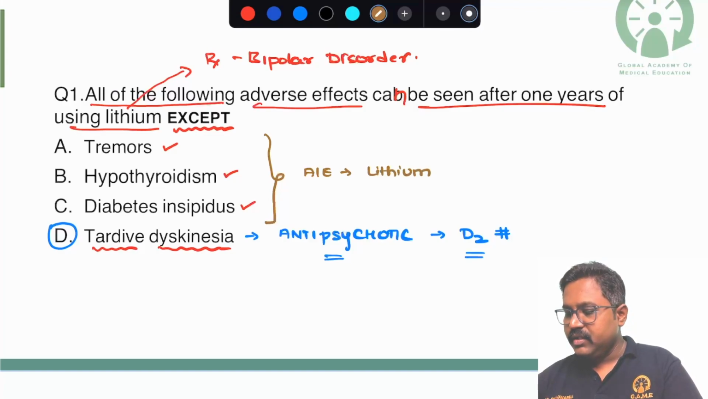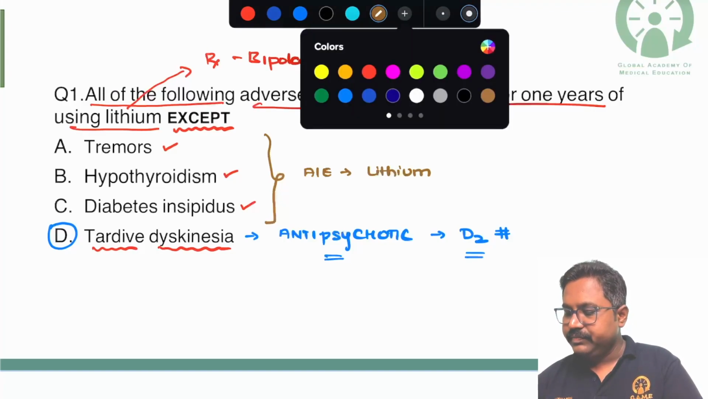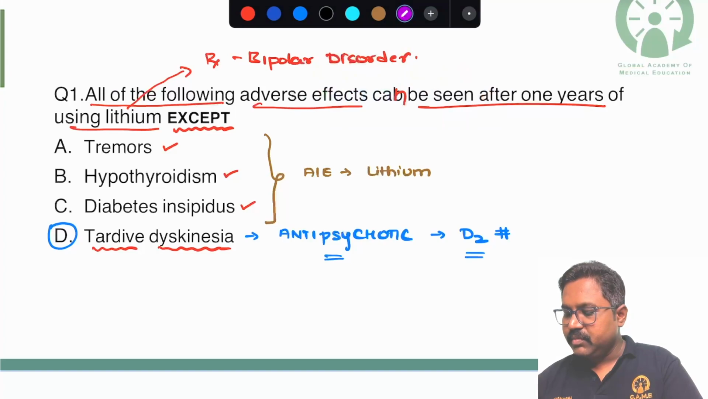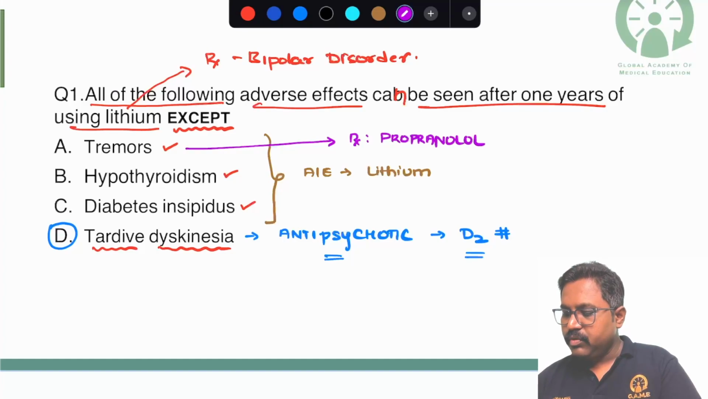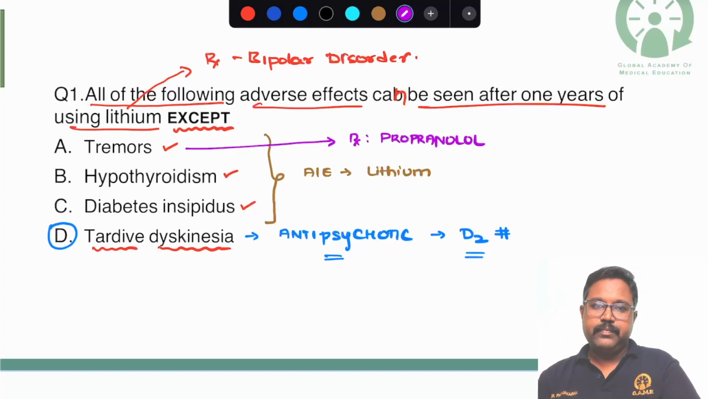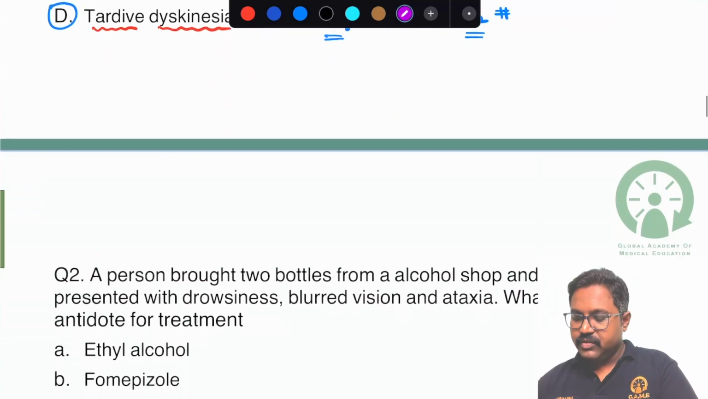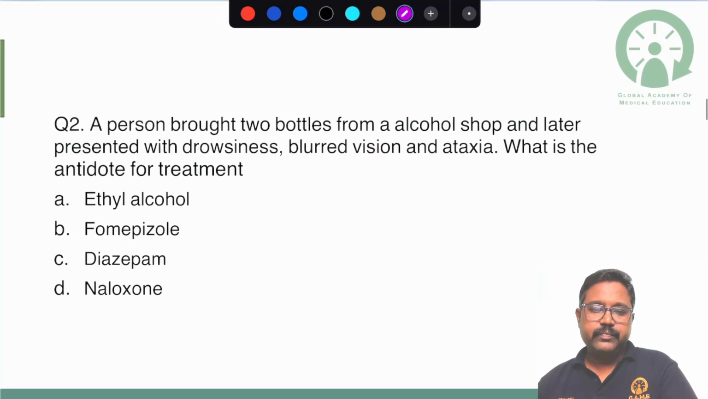So how to treat the tremors? Do you know any answer? How to treat tremors? So tremors can be treated by using beta blocker, that is propranolol. So moving on to the next question. Question number 2.